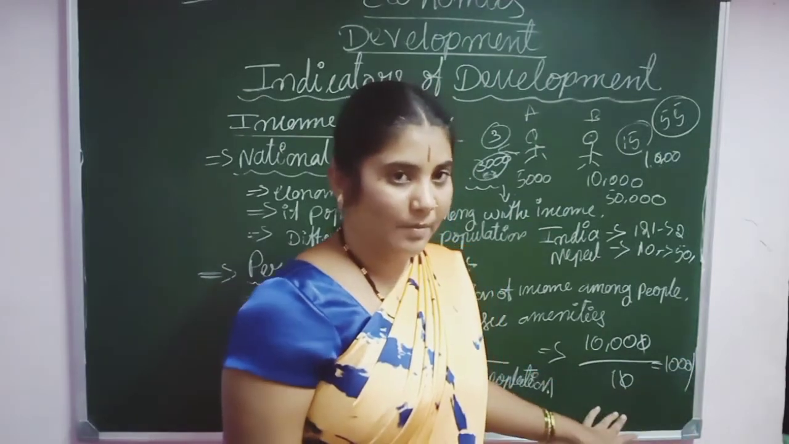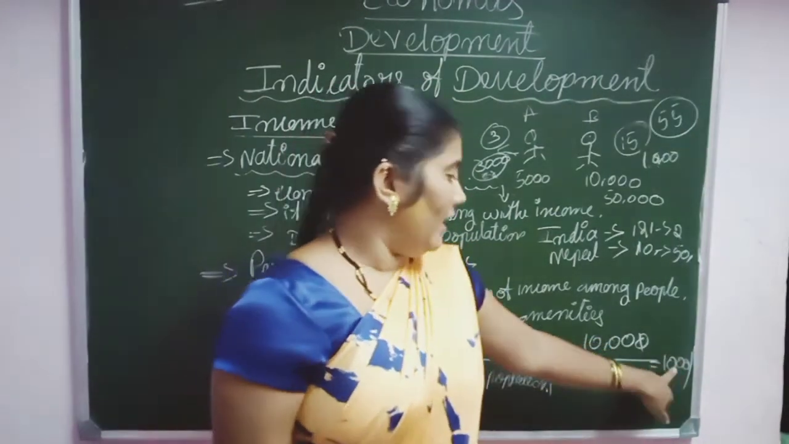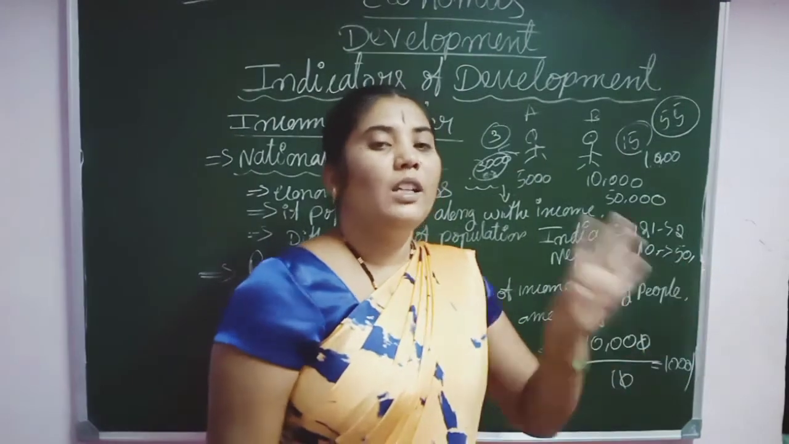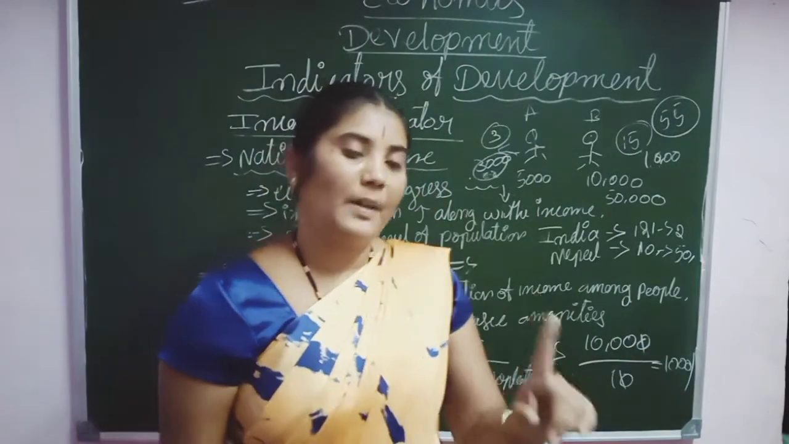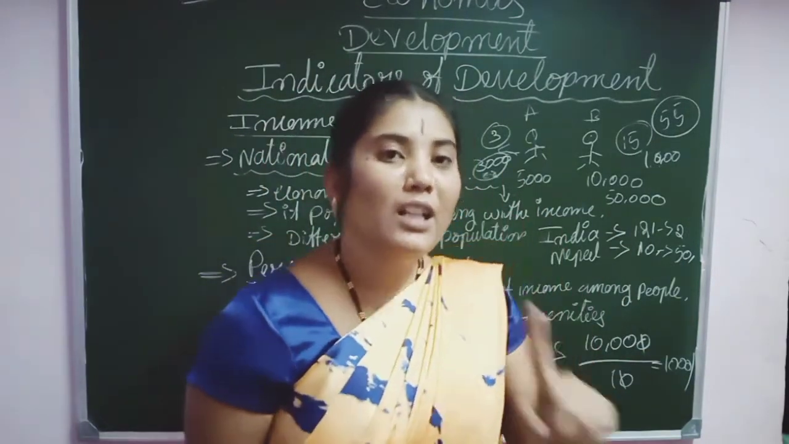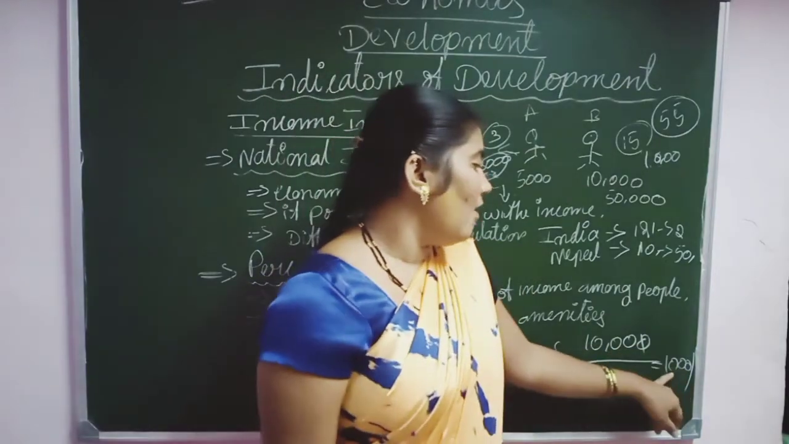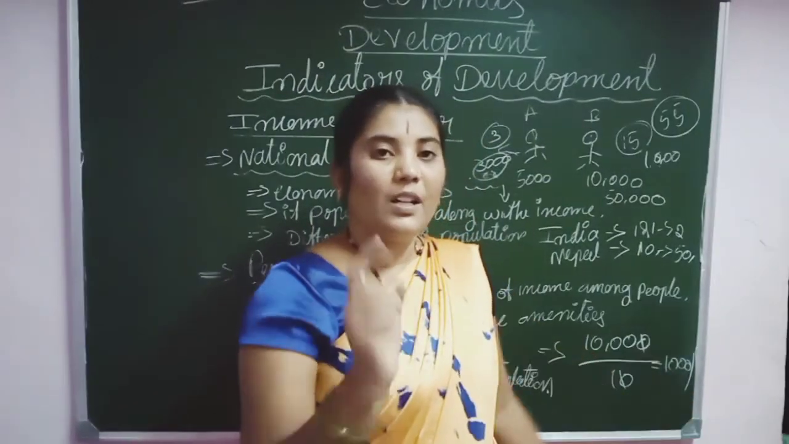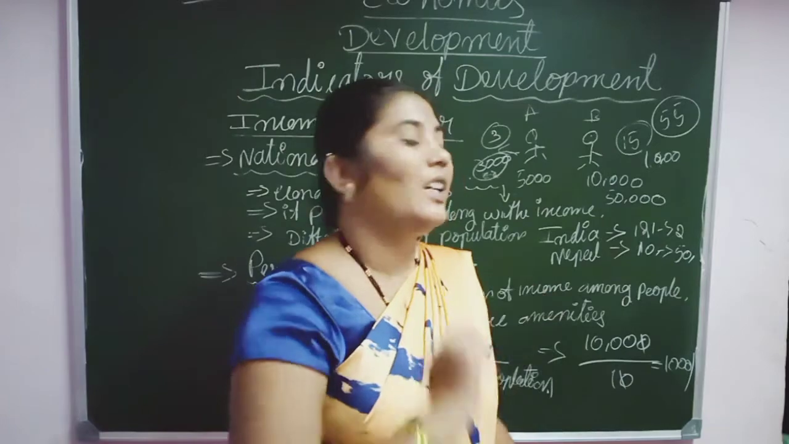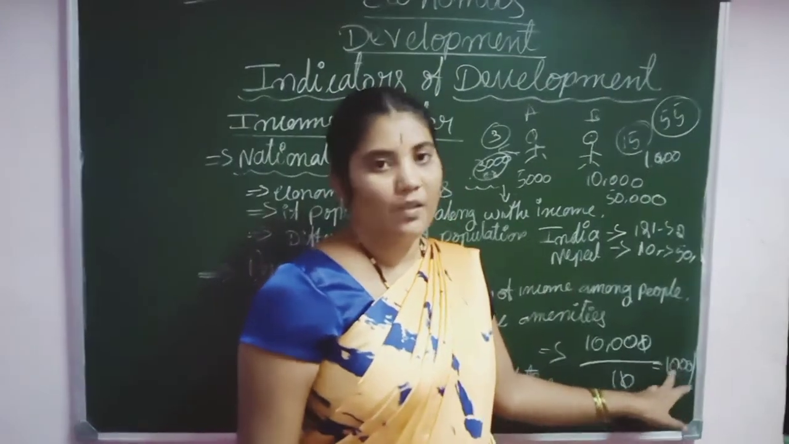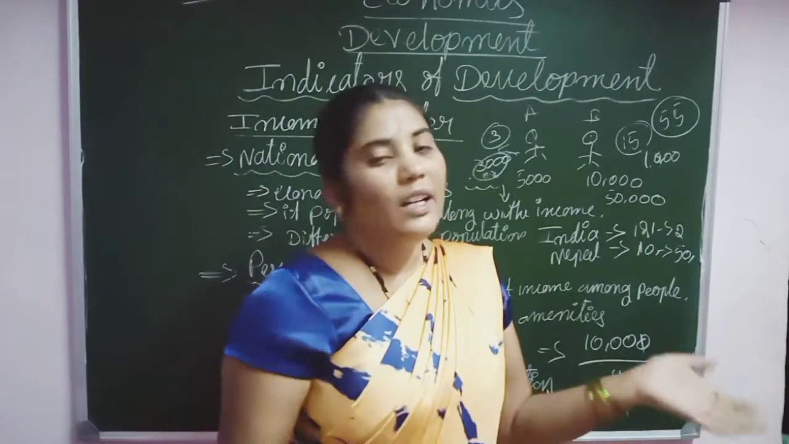For example, I am only telling here. It is 1,000 rupees only here. The per capita income, in a sense, one person's income of the country, is 1,000 rupees. One person's income in our country is 1,000 rupees. According to that, you should collect the data.